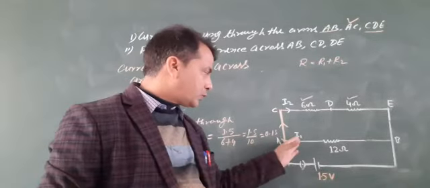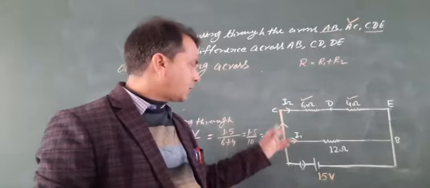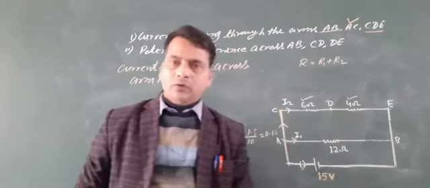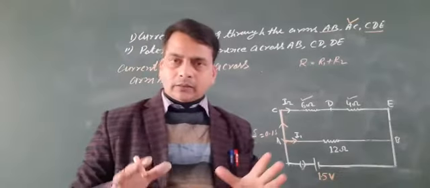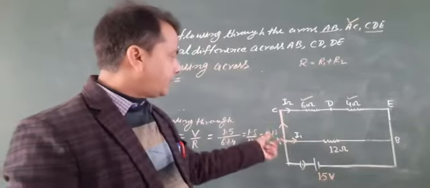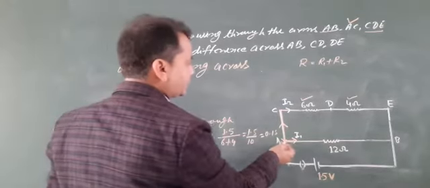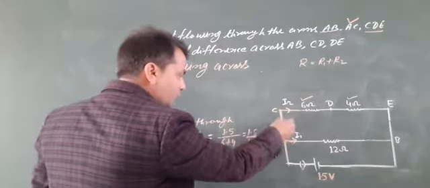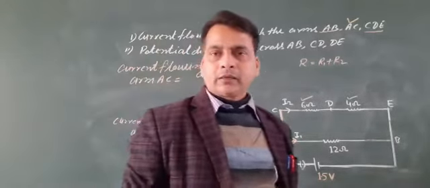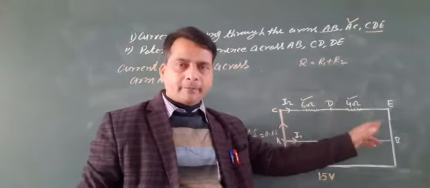So current I1 flows through the arm AB, and current I2 flows through the arm AC, and then moves to the CDE. So it is clear that the electric current in the arm CD is the same as the current flowing in the arm AC. So the current I2 flowing across the arm AC is the same as the current I2 flowing across the arm CDE.